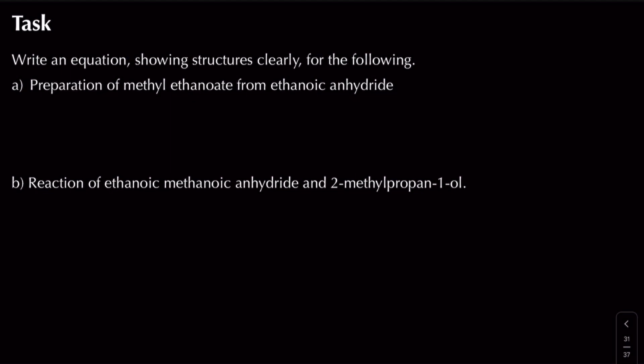Now moving on, I've got an example for you to try. I want you to pause the video and have a go at the following. Remember to show your structures clearly and use skeletal formula itself. So looking at the first one over here, we're preparing methyl ethanoate from ethanoic anhydride itself.